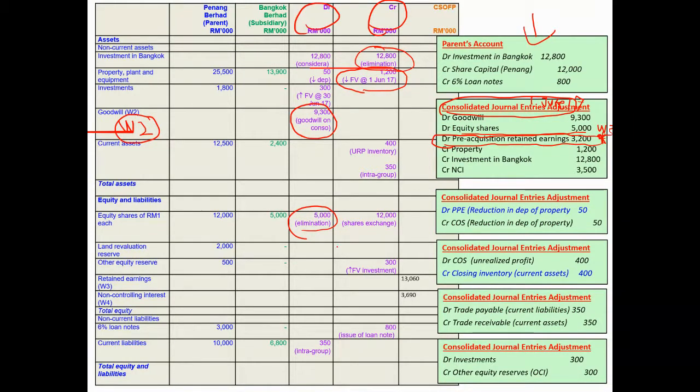And NCI, be careful. NCI, don't go and transfer to your worksheet because NCI 3.5 million is already calculated in working number 4. So if you see retained earnings, I just plug in the total figure earlier on, 13060. Your non-controlling interest also, I have plugged in the figure earlier on, which is 3.69 million. Okay, students, and then the rest of the journal entry you just transfer accordingly.